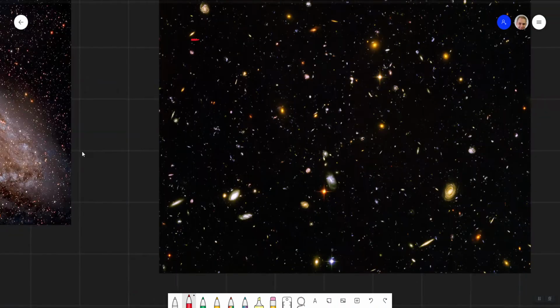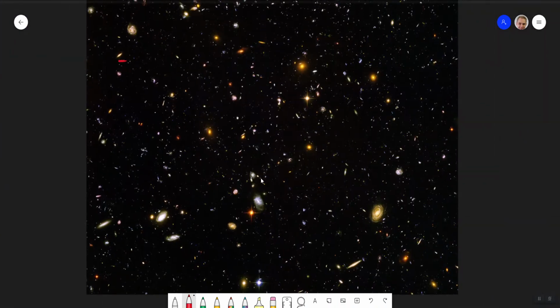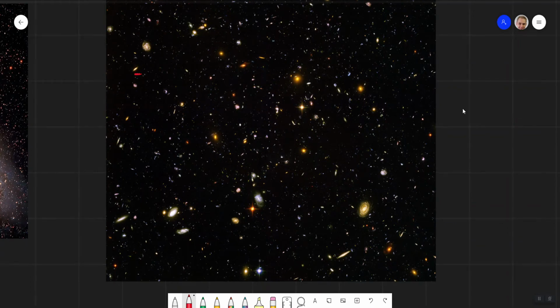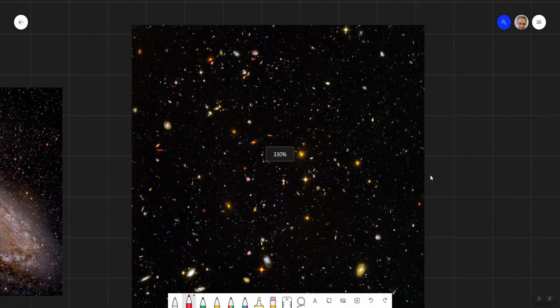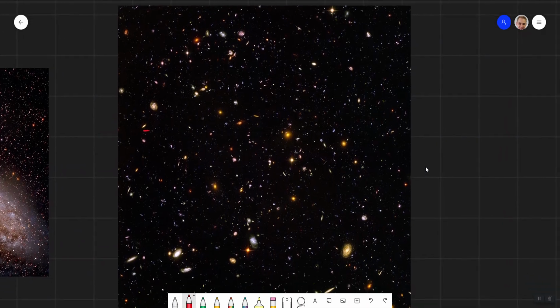How many galaxies are there? Quite a lot. This is the Hubble Ultra Deep Field. This is pretty much everything in this, with a few exceptions. These are all galaxies, all these dots here. That's a galaxy, that's a galaxy, and so on.